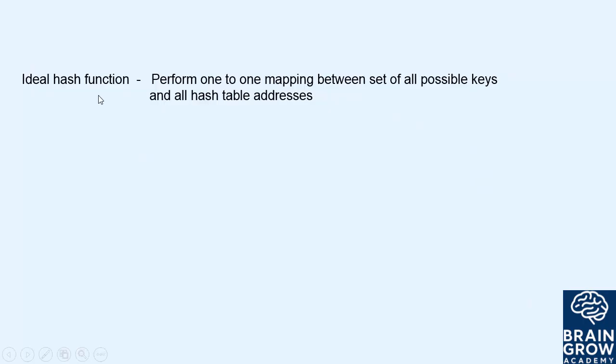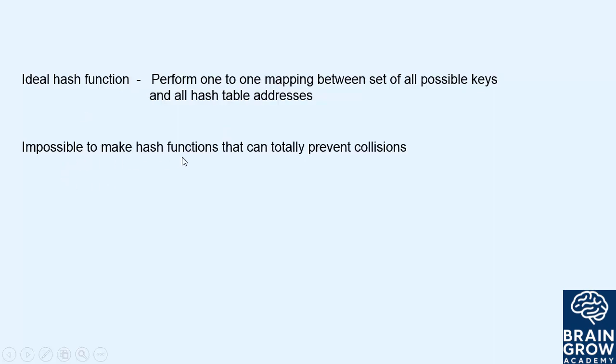An ideal hash function would perform one-to-one mapping between the set of all possible keys and all hash table addresses, which means that it would generate a unique address for each key. But this ideal hash function is practically not possible. So it is almost impossible to make hash functions that can totally prevent collisions. The best we can do is design a hash function that minimizes collisions.